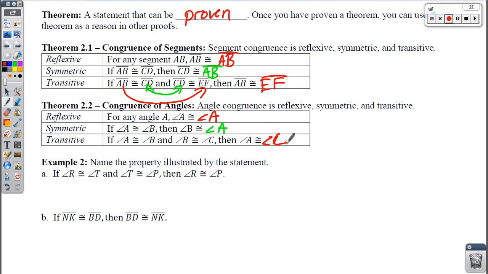All right, let's look at some properties here, name the property. So if angle R is congruent to angle T and angle T is congruent to angle P, then angle R must be congruent to angle P. So here we have R is the same as T and T is the same as P. So that means R must be the same as T, the same as P. That is the transitive property.